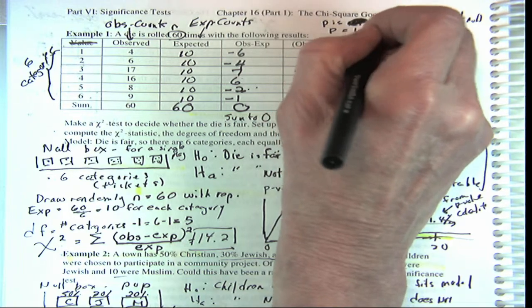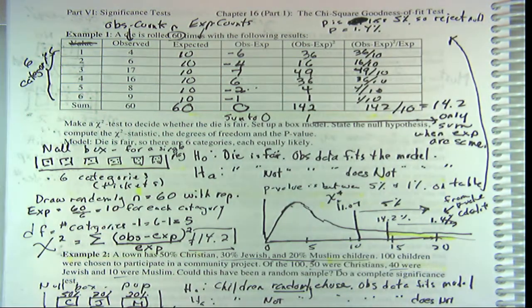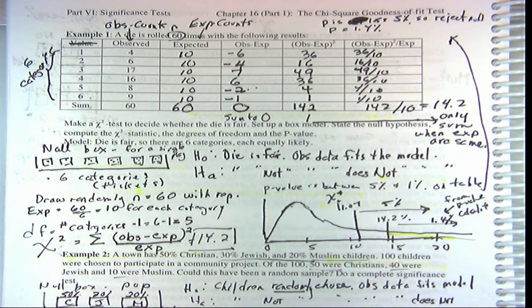P is equal to 1.4%. So we reject the null. Very strong evidence that the die is what? Unfair. Do you get it?